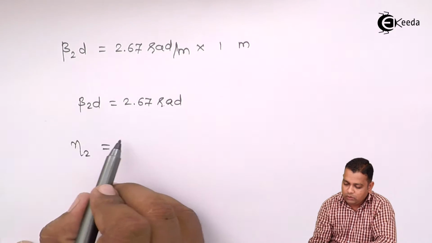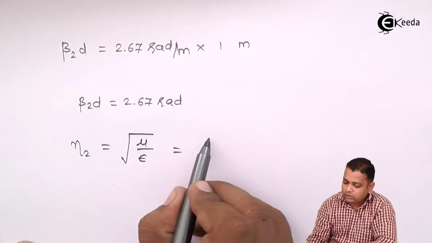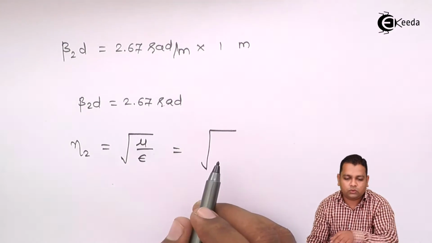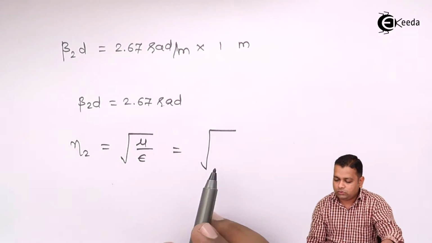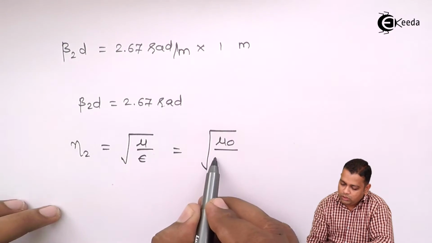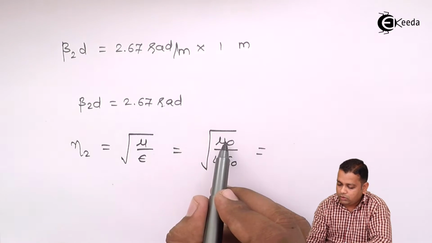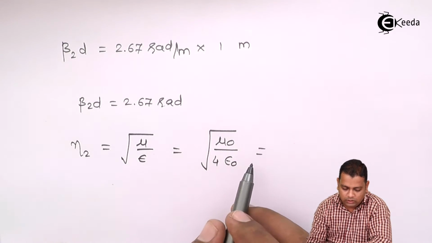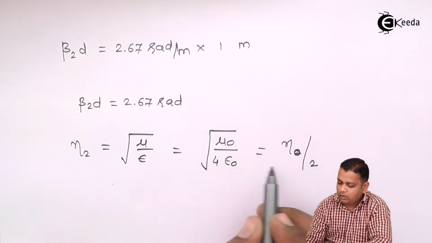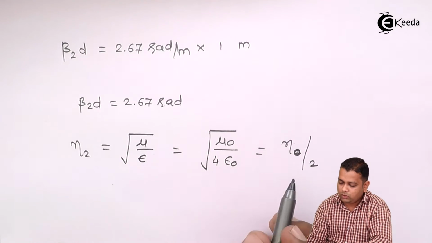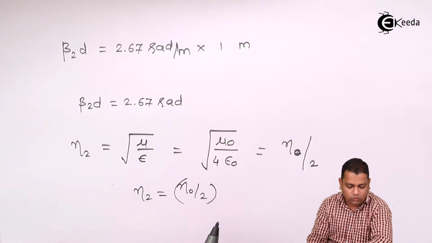Now if we give the designation eta 2 for the intrinsic impedance in medium number 2, it will be given by the formula under root mu divided by epsilon. So if mu is equal to mu 0, because we have mu r equal to 1, and epsilon r is equal to 4, this shall become mu 0 divided by 4 times epsilon 0, giving us eta 2. Under root mu 0 upon epsilon 0 is eta 0, divided by under root 4, that is 2. Hence eta 2 is nothing but eta 0 divided by 2.